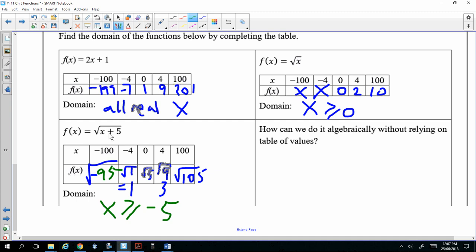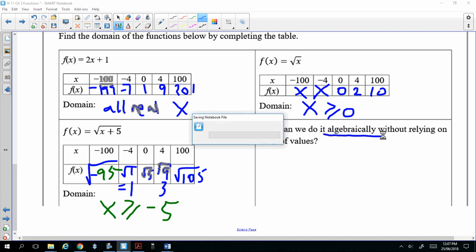So it's not that every time you see a square root, x has to be positive. It can be negative provided there are some numbers here, right? And the next question is, is there a faster way? Can we do it algebraically without doing this table of values? The answer is yes. So let's move on to the next page.